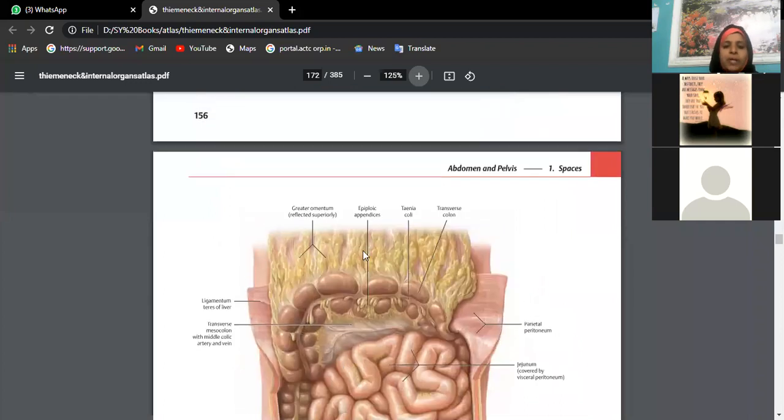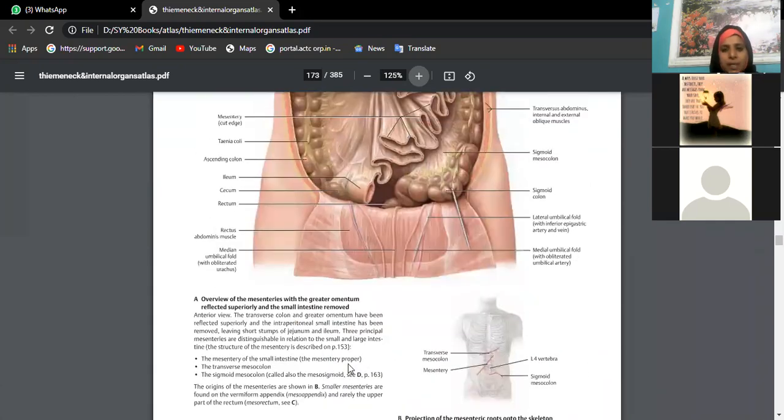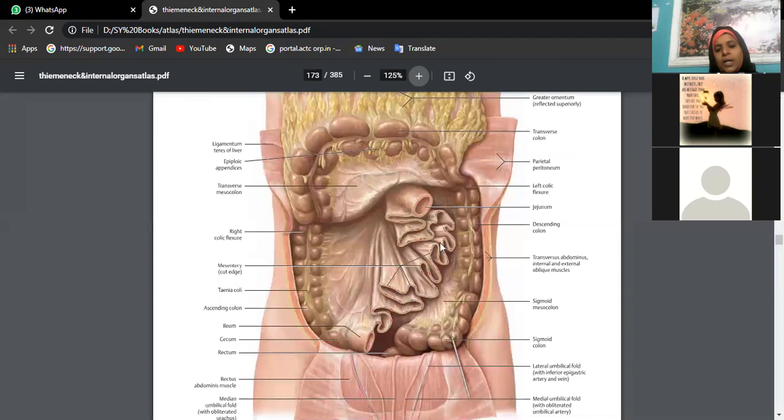Once you lift this greater omentum, underneath it we have coils of small intestine, ascending colon, and transverse colon; the descending colon is not yet seen. That means you need to remove these coils of small intestine in order to see the large intestine. Now you see here the small intestine has been cut and you are finding the fold of peritoneum which is suspending the small intestine. What is the name of this fold of peritoneum, Ritika? Mesentery. Very good. Mesentery is the fold of peritoneum which is suspending the small intestine.